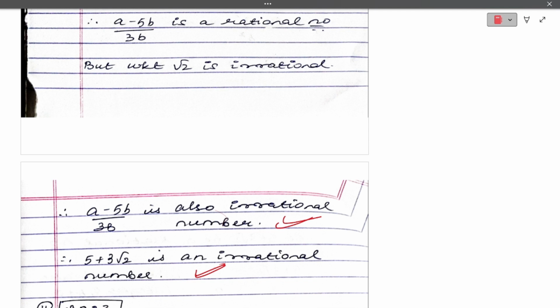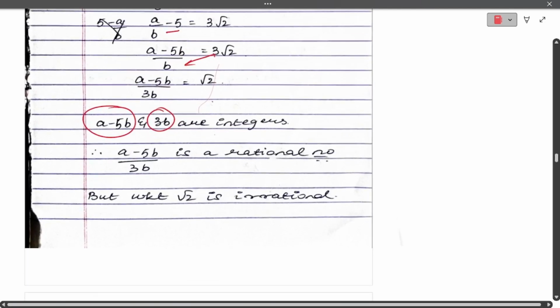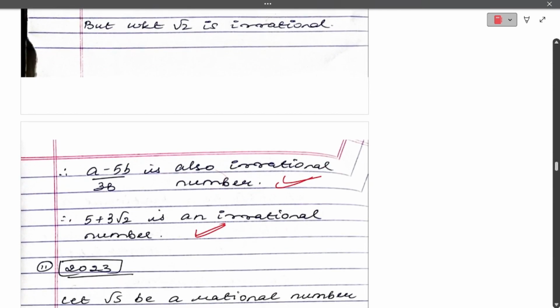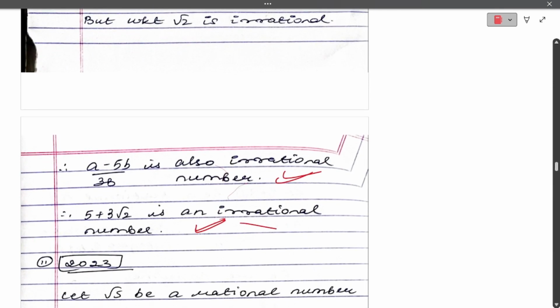So overall, if you are able to get this point correct, you will be getting 1 mark. And then when you are able to write the conclusion statement, 1 mark. Okay, total 2 marker question this was.